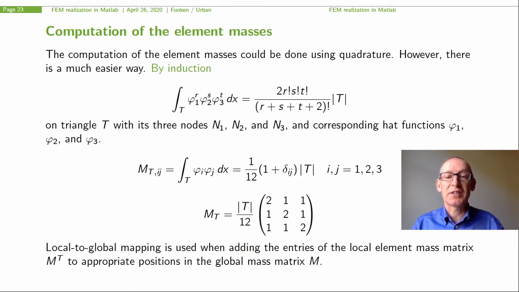And this mass matrix can be rewritten as 1 over 12 times the area times 1 plus the Kronecker delta ij, which is 0 if i is not equal to j, and 1 if i equals j.